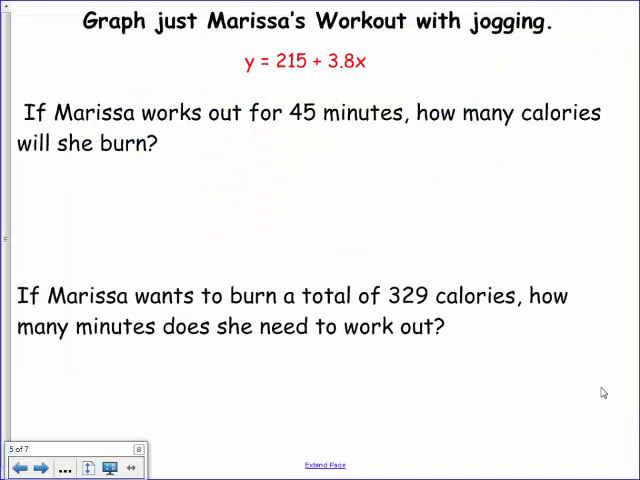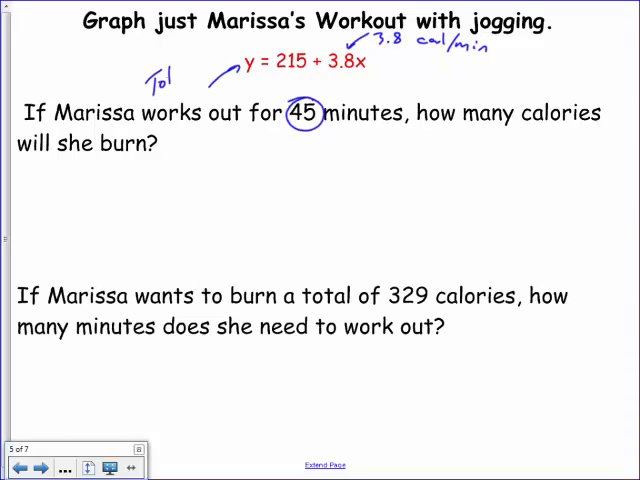So if Marissa works out for 45 minutes, how many calories will she burn? And let's do this when she's jogging. Well, if I have my equation, where would I plug this 45 into? Well, let's think, this 3.8 represents 3.8 calories per minute, right? And what do you think this y would represent?